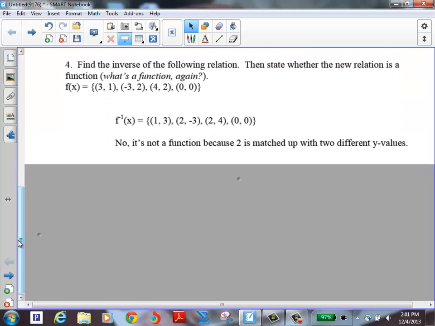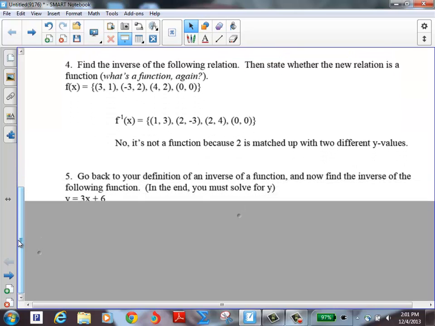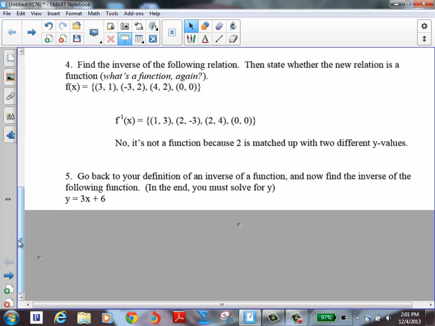Moving on, we're going to look at one more example. I want you to try and find the inverse of the following function. And I want you to keep in mind you must go back and solve for y when you're done. I'll give you a minute here to try this on your own. Please hit pause and try it on your own.